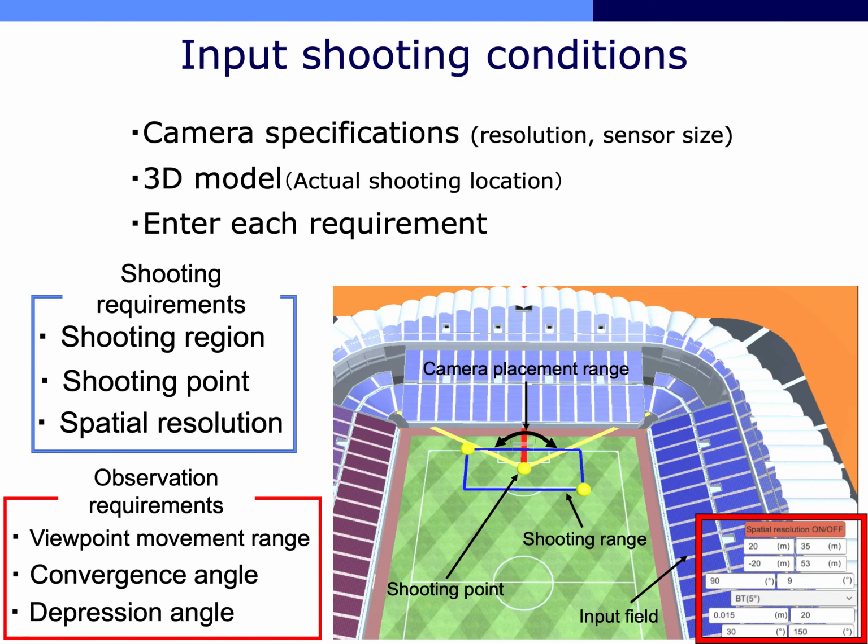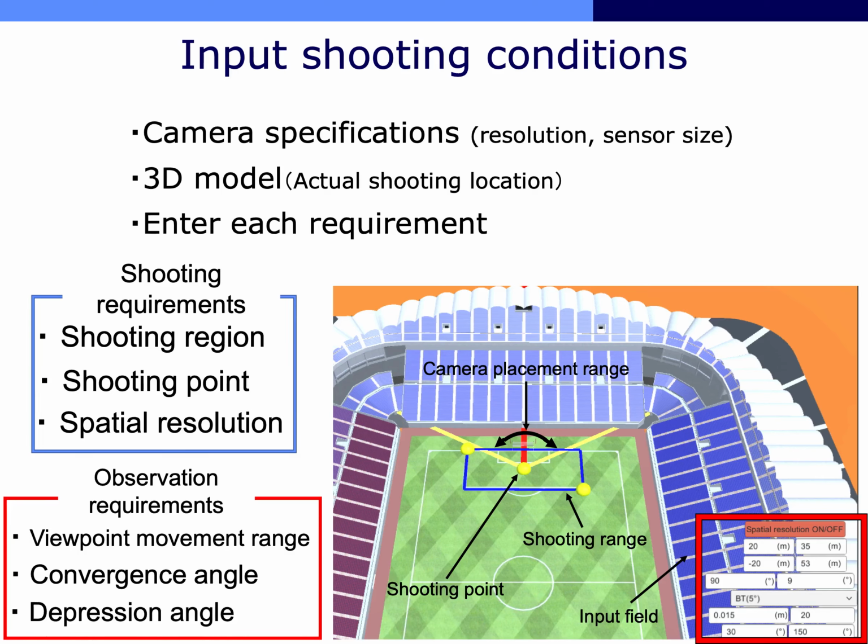Next, I will explain more detail about the input interface. The first step of the input is to enter the shooting conditions. The parameters of the virtual camera are set to match the specifications of the real camera used for real shooting. After that, a 3D model of the target stadium is placed. In this figure, we use a model of a stadium found from the internet. It has accurate 3D shape information.